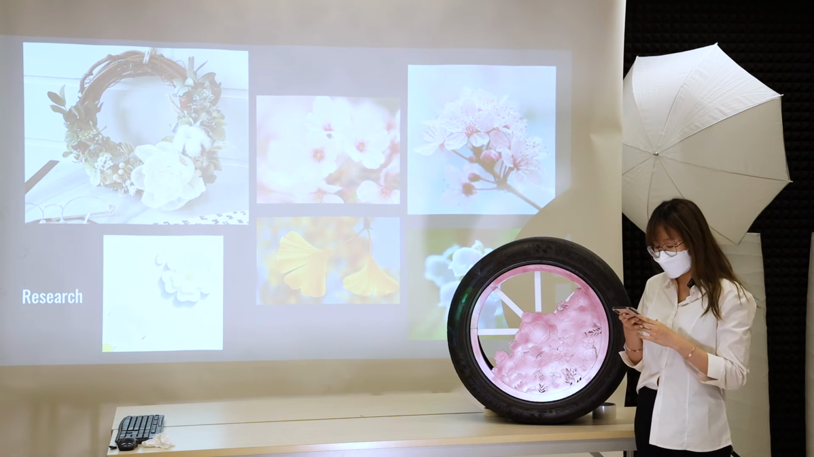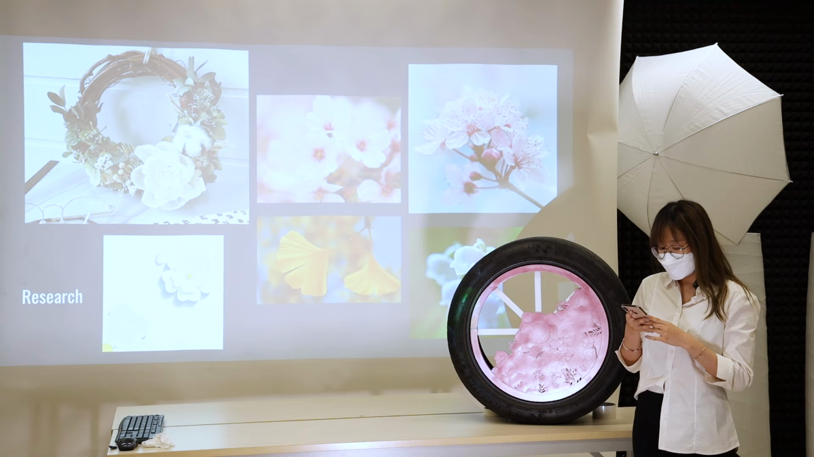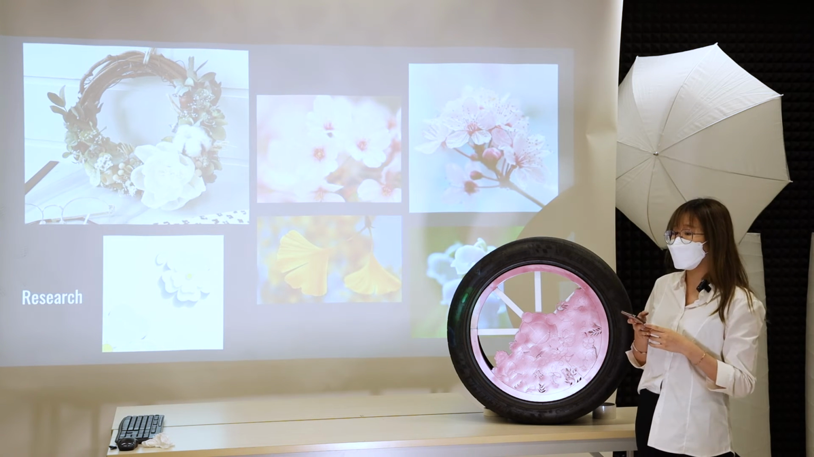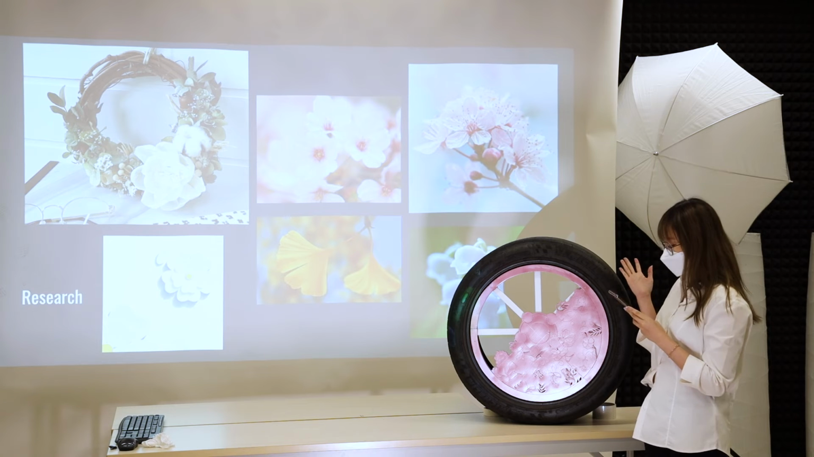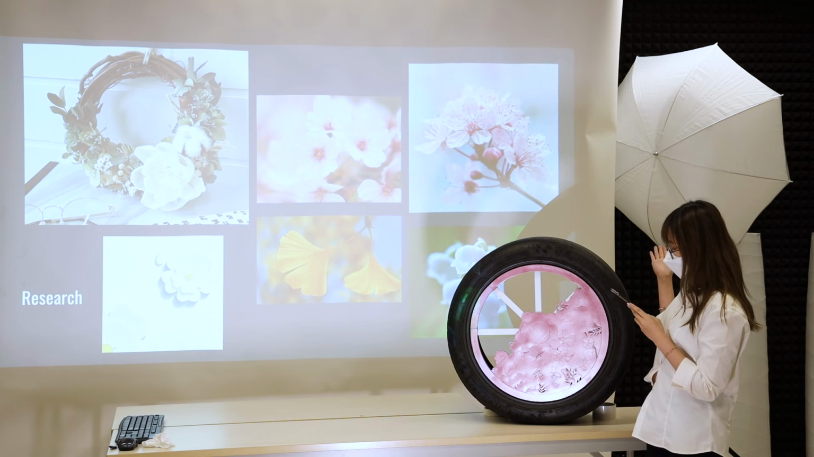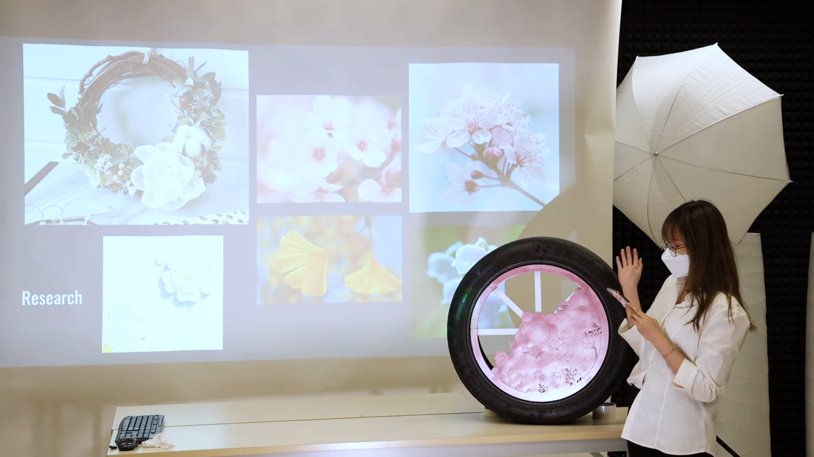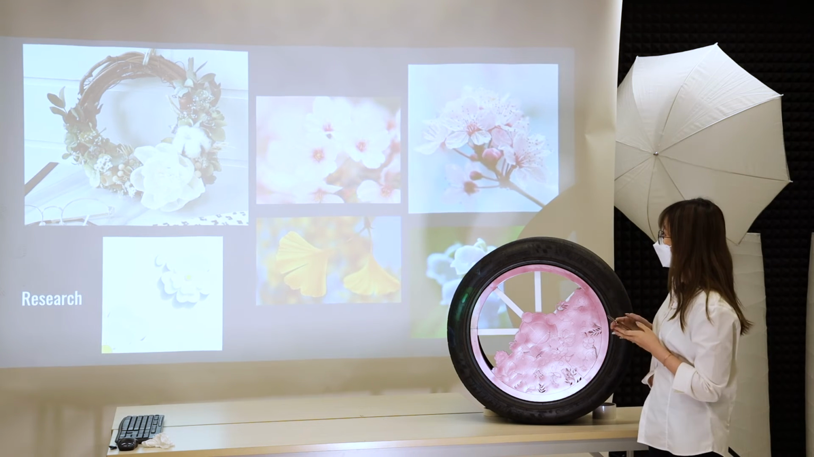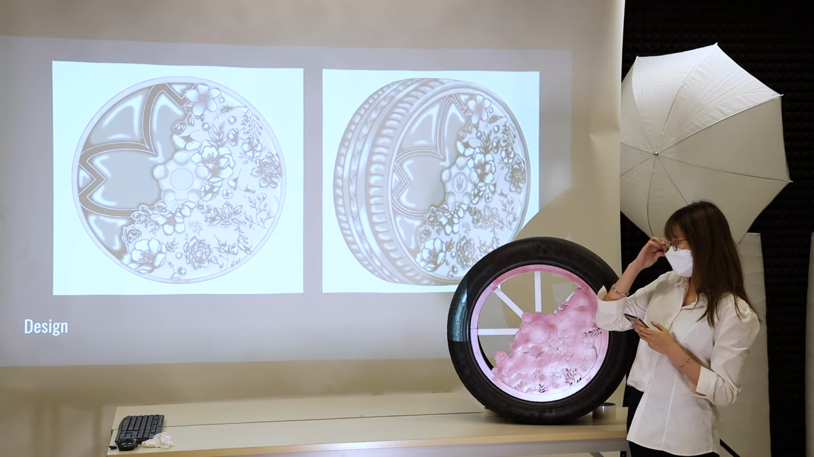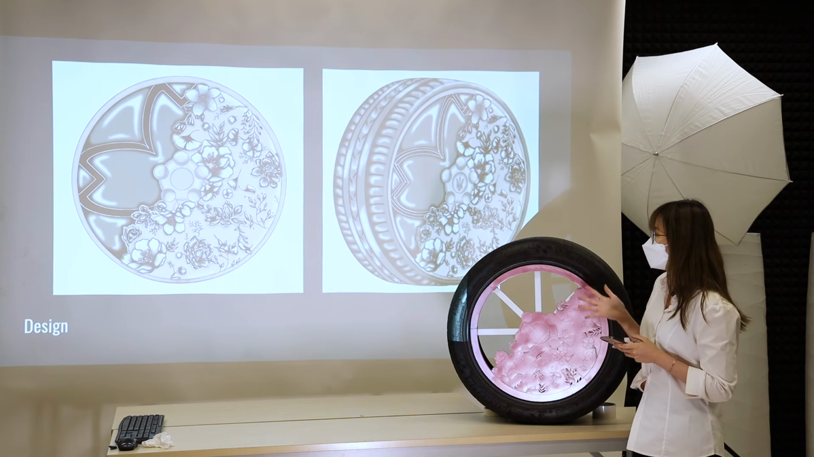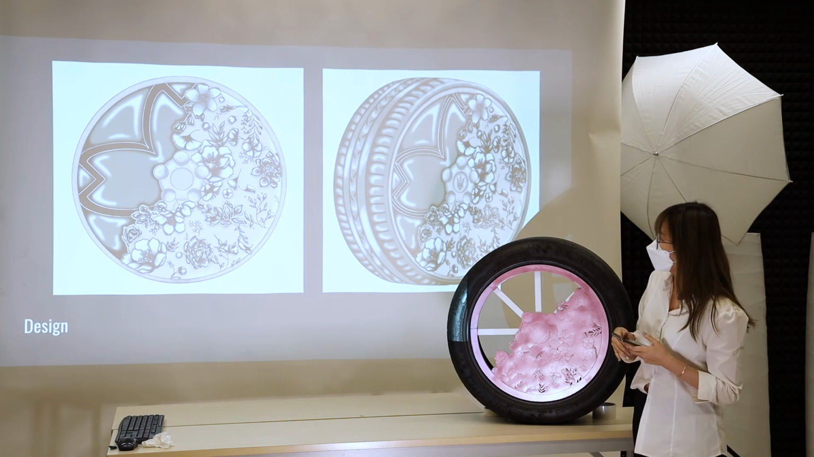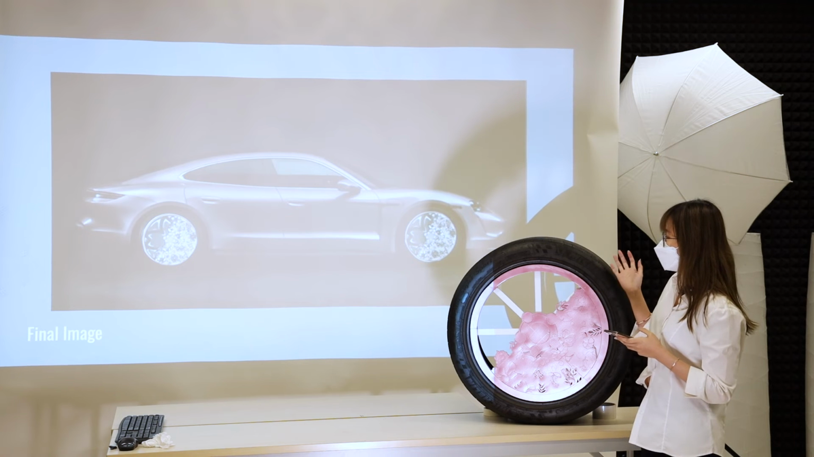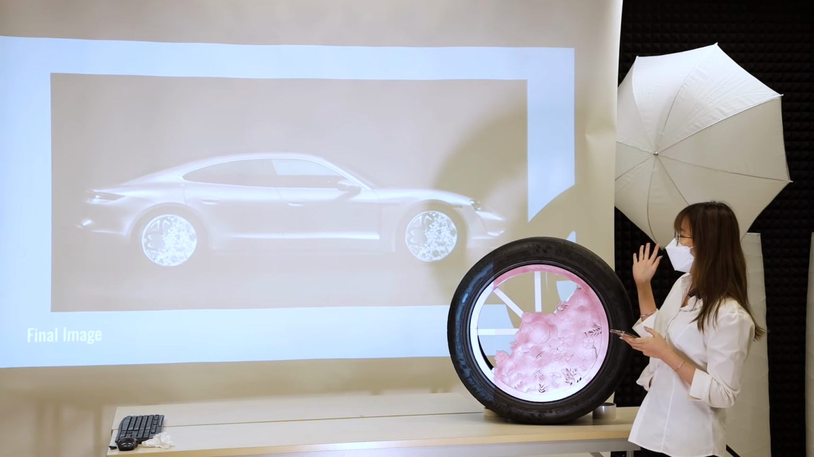My concept idea comes from flowers, and you can see that I have chosen different types of flowers, such as cherry blossom, purple coneflower, lily of the valley, jasmine, etc. And the next slide please. And here is my drawing design of the wheel. And next slide please. And here is the final image of putting the wheel on the car.